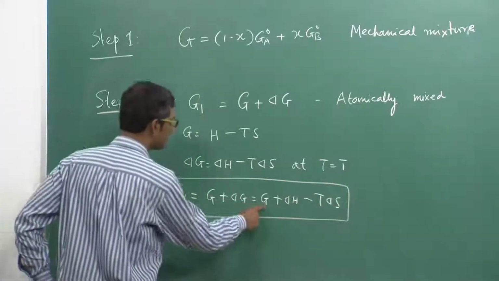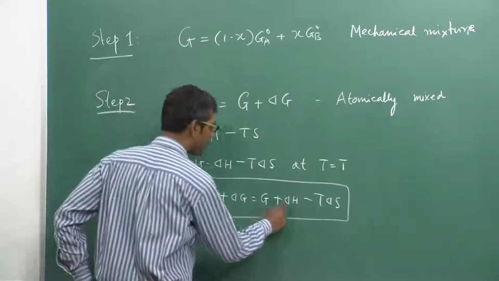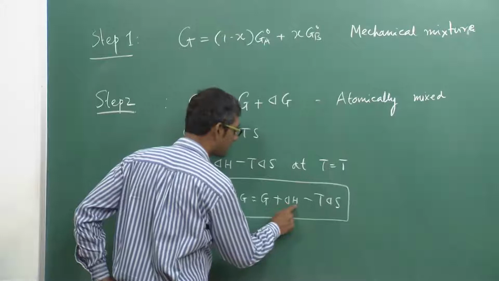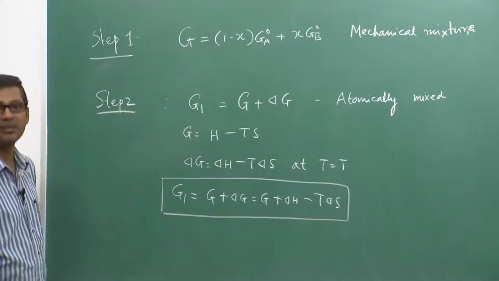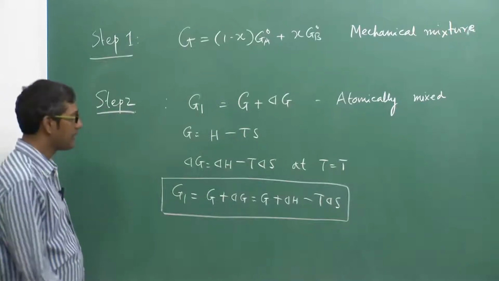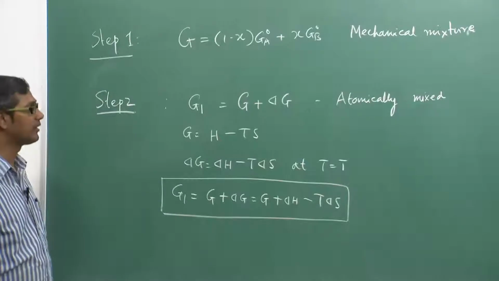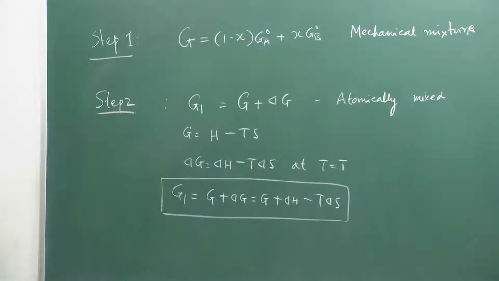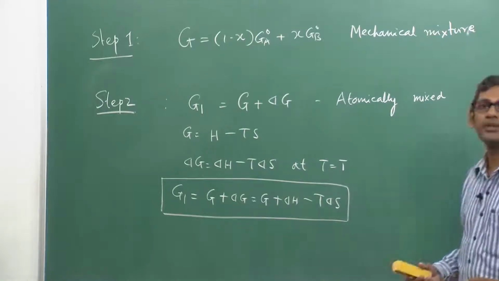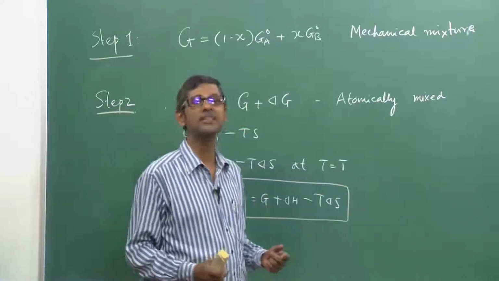Now, this G is directly coming from the mechanical mixture. What we need to calculate is delta H and delta S. That is why we are going to make assumptions to calculate this. The first assumption we make is that of an ideal solution. What is an ideal solution? An ideal solution is one where the heat of mixing is 0. That is, if I put A and B together, there is no change of heat.